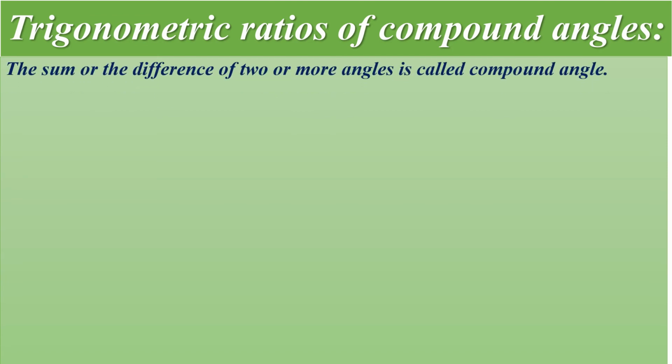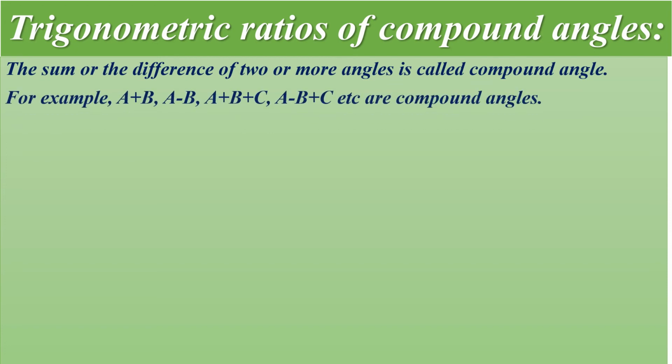Definition: the sum or the difference of two or more angles is called a compound angle. As for example, here A and B are both angles. So A plus B is a compound angle, A minus B also. A plus B plus C and A minus B plus C are all compound angles.